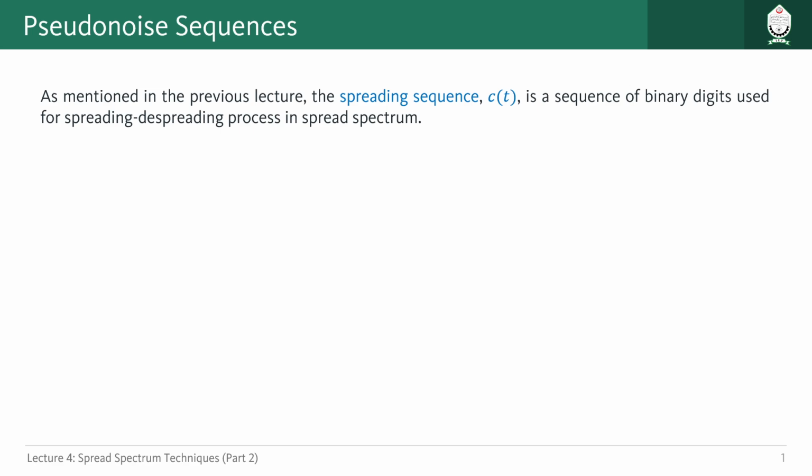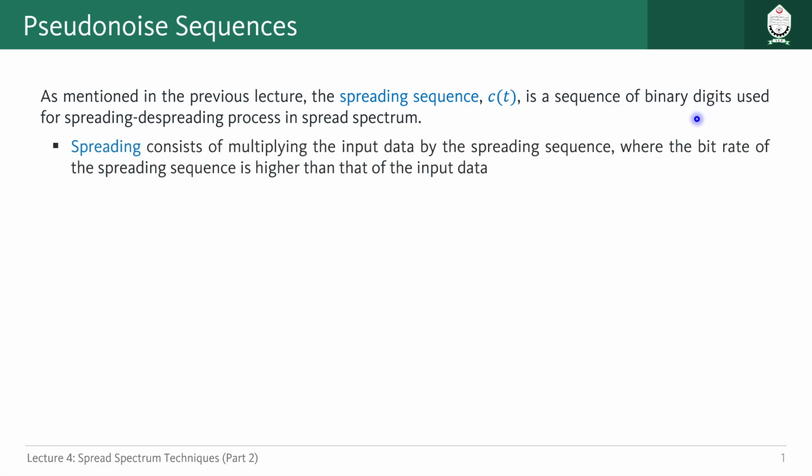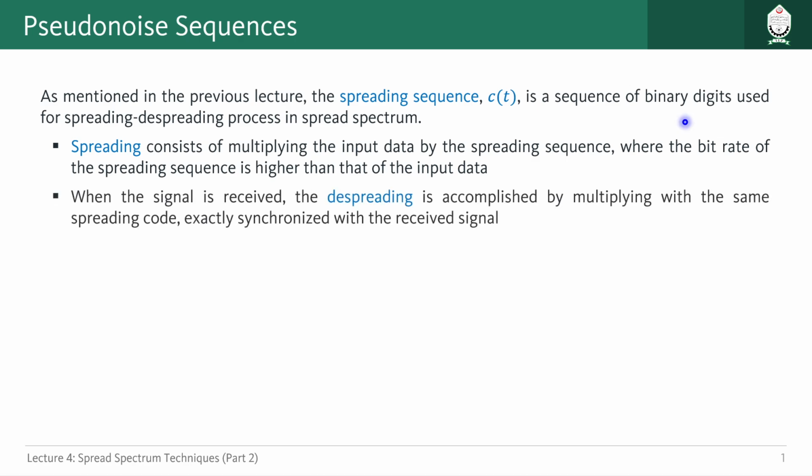First of all, let us understand what pseudo-random or pseudo-noise sequences are. In the previous lecture, we discussed different types of spread spectrum techniques, and there we used some kind of spreading sequence, which is just a sequence of binary digits. In spread spectrum, we first spread the signal, that means multiplying our input data with a much higher data rate signal, which is the spreading sequence, and this is done at the transmitter. At the receiver, we again despread the signal by multiplying with the same spreading sequence. So this is the spreading and despreading process in spread spectrum.